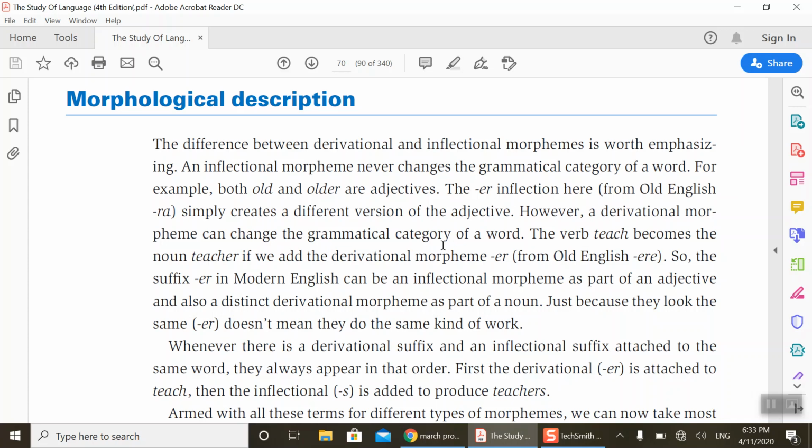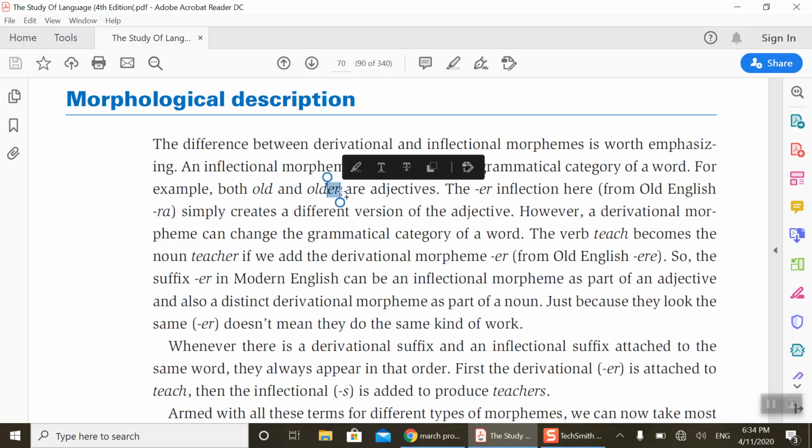For example, the verb teach: add -er and it becomes teacher, a noun. You see, the same idea. But the focus in this paragraph is here: old, older. Does -er change anything? No change. But here -er changes. So what is the difference between this -er and this -er? What do you think?